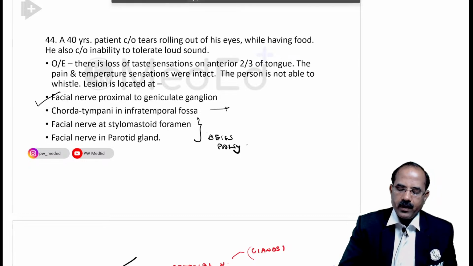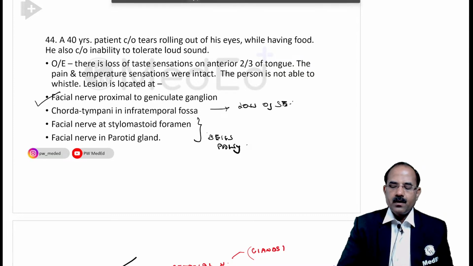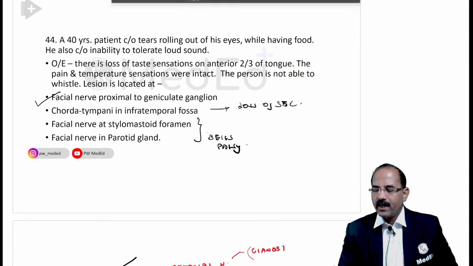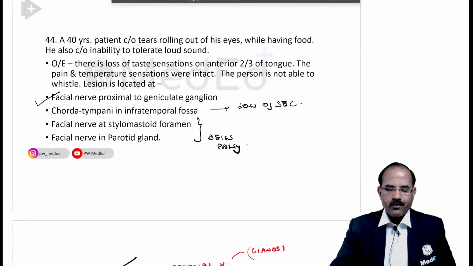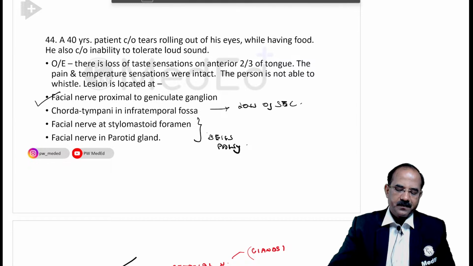Chorda tympani in the infratemporal fossa: loss of secretions from the submandibular and the sublingual gland. In addition, there will be a loss of taste sensation. Okay, so the answer is A for this. Coming to the next MCQ.